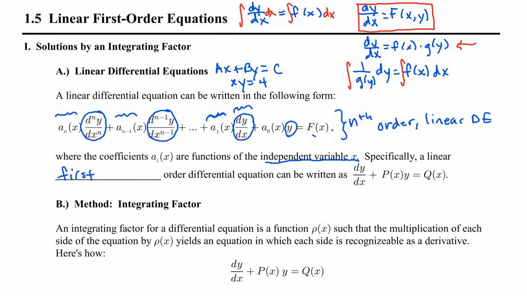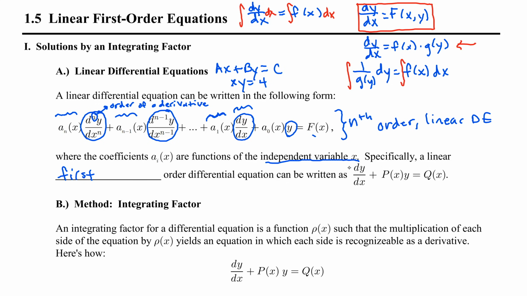y and its derivatives will not have any exponent. Remember, this notation here is not an exponent. This is an order of a derivative. If I see a derivative raised to an exponent, or if I see y raised to an exponent, that would be a nonlinear differential equation.